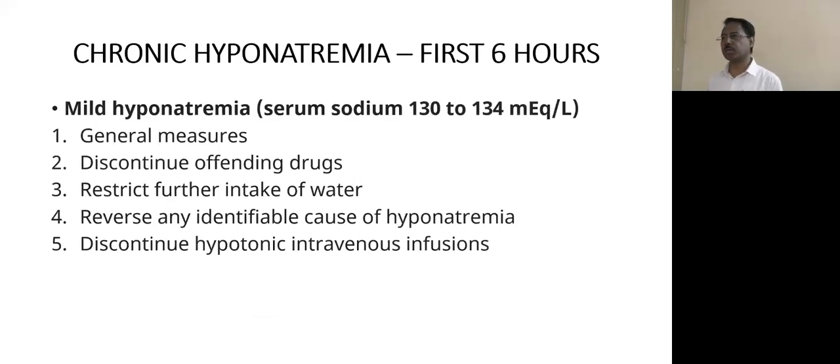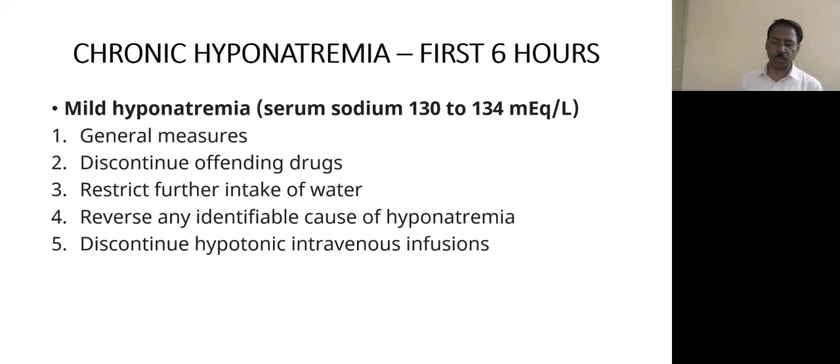Chronic hyponatremia in the first 6 hours, how do we go? If it is a mild hyponatremia, that is 130 to 134, you just go by the general measures that we just talked about. General measures: discontinue the offending drugs, restrict further intake of water, reverse any identifiable cause. If you know this was the cause for hyponatremia, take care of that.